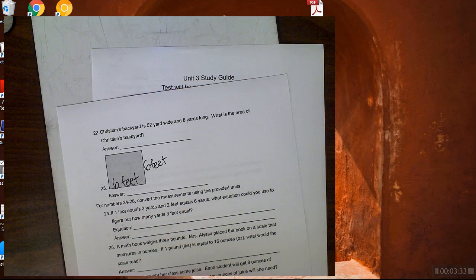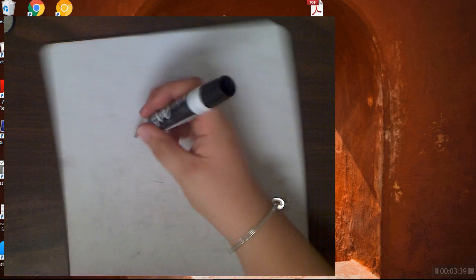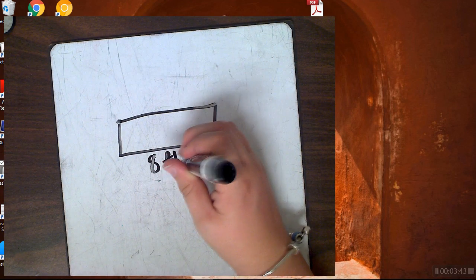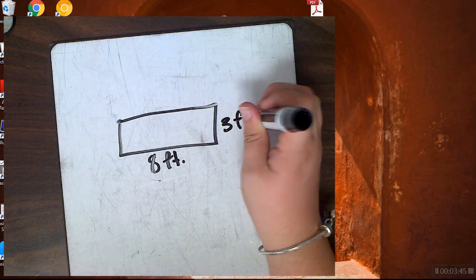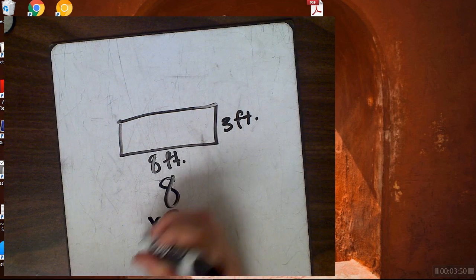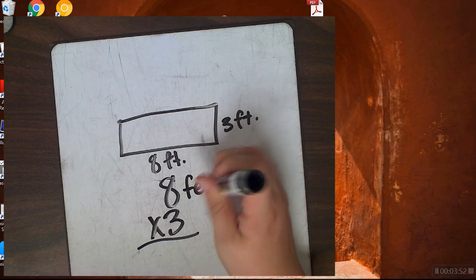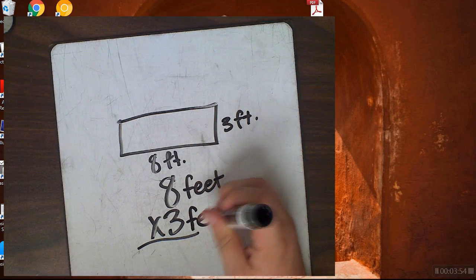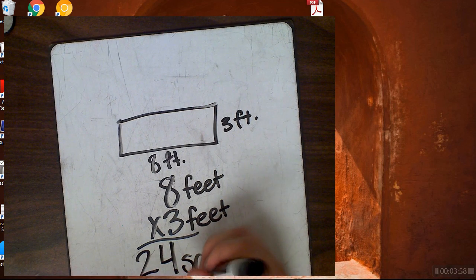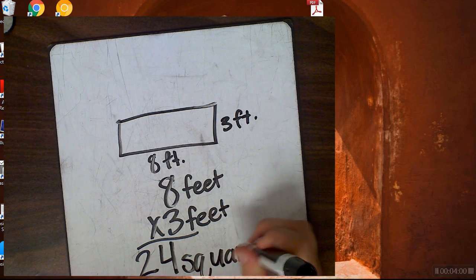Now, one key thing that I am trying to get the kids to understand is that when we find area, it's in square feet. So, for example, if we had a rectangle here, and it was 8 feet and 3 feet. When I find the area, I'm going to do 8 times 3, but that's like saying 8 feet times 3 feet. So we've got feet here twice. That's going to give me 24 square feet.